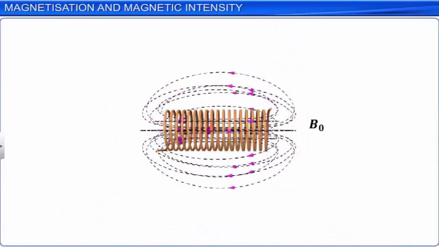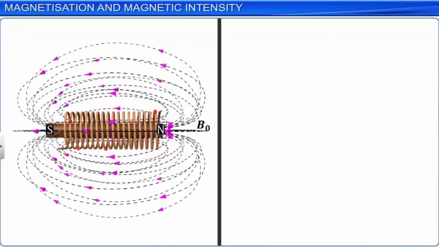In such cases, the total magnetic field inside the material is the sum of the magnetic field due to the current-carrying solenoid and the magnetic field due to the magnetization of the material. That is, B is equal to B0 plus Bm, where B is the total magnetic field inside the material, B0 is the magnetic field due to the current-carrying solenoid, and Bm is the magnetic field due to the magnetization of the material. Let this be equation 1.